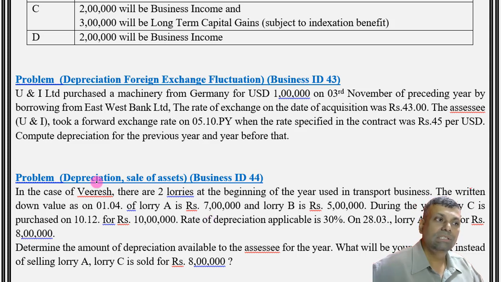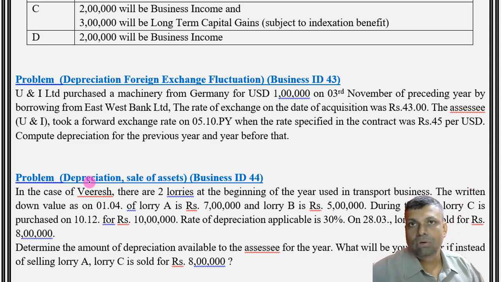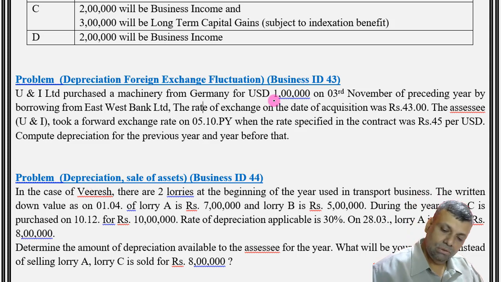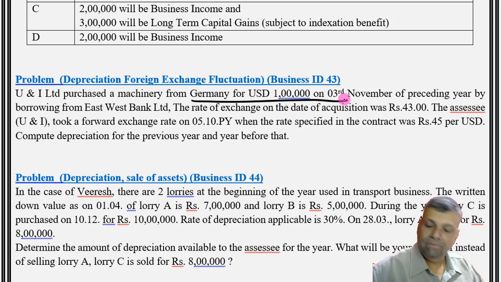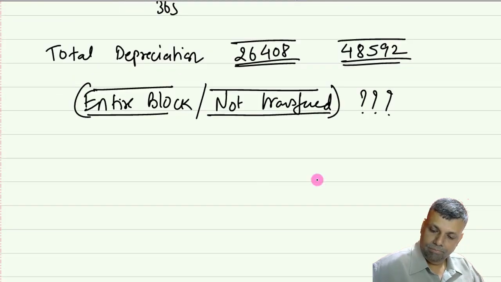So friends, this is a simple exchange rate fluctuation. In the year in which you have entered into this forward contract, you will have to adjust your block with respect to the exchange fluctuation. Very, very simple one. First of all, we will have to take this particular USD of the preceding year with this particular rate, and we will adjust the WDV by the amount of the exchange fluctuation.